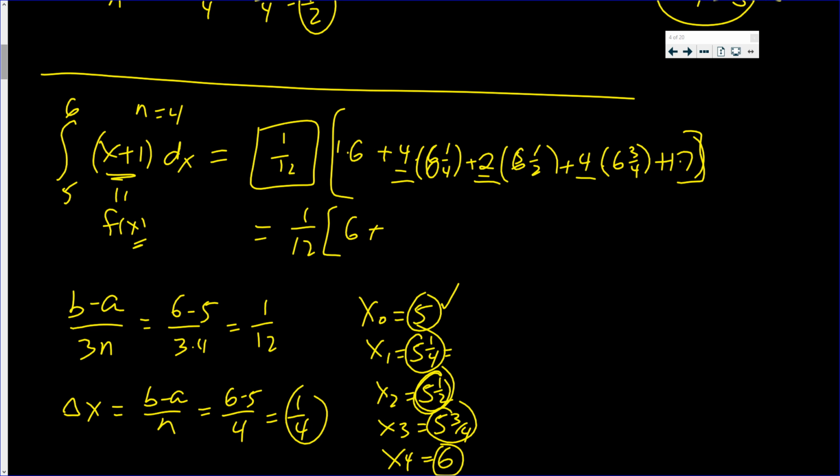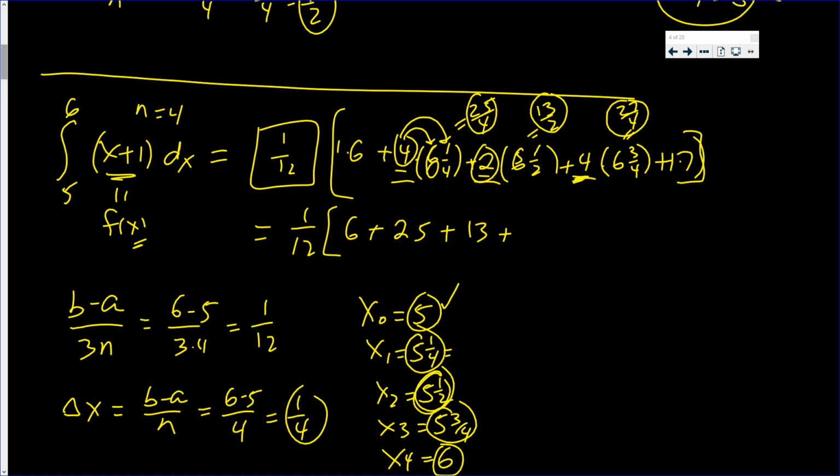4 times 6 is 24. 4/4 is 1 more. In fact, that number is 25 over 4. This number is 13 over 2. This number is 27 over 4. So when you multiply this number by the 4, you just get 25 plus. When you multiply that number by the 2, you just get the 13. When you multiply that number by the 4, you just get 27. And 1 times 7 is 7. So it's something over 12.